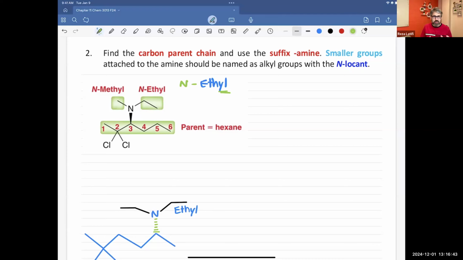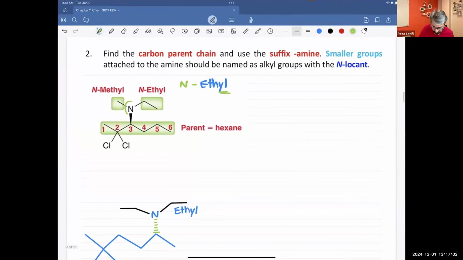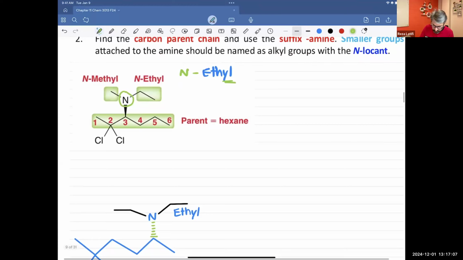Now, you have ethyl, methyl, and chloro. You need to alphabetize them and see which one you have to write first. Clearly, chloro will get priority over ethyl, and ethyl over methyl. And next thing is start labeling from the side that is closer to the functional group. The functional group is the amine, so I'm going to start labeling from the left side. And the name for this one will be this.